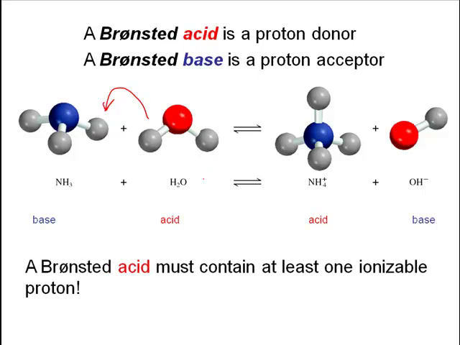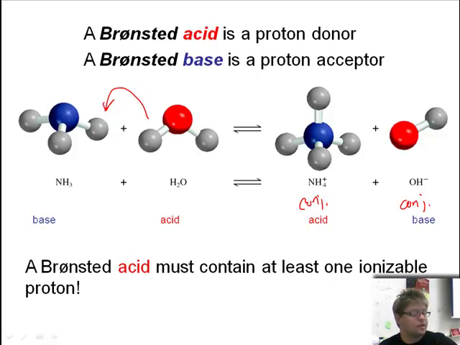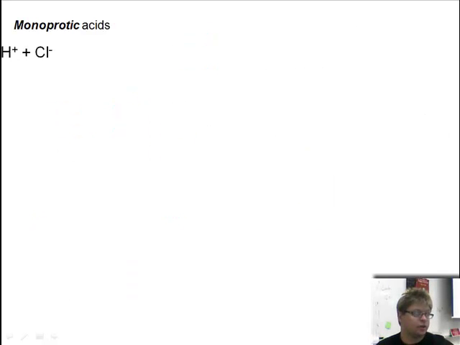And then the OH minus is called a base, or a conjugate base. So these definitions here, conjugate acid and conjugate base, are what they're called for the ones on the right side of the equation. A Brønsted acid must contain at least one ionizable proton. The proton must be able to be given up. So that's what it means by ionizable.